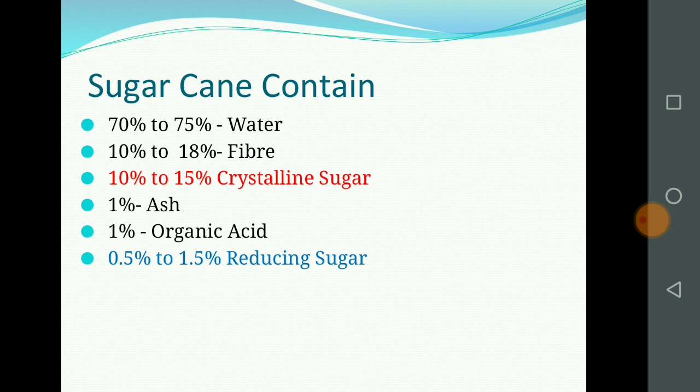Sugarcane contains 70 to 75% water, 10% to 18% fiber, about 10% to 15% crystalline sugar, 1% ash, 1% organic acids, gums, and nitrogenous bodies, and about 0.5 to 1.5% reducing sugar.